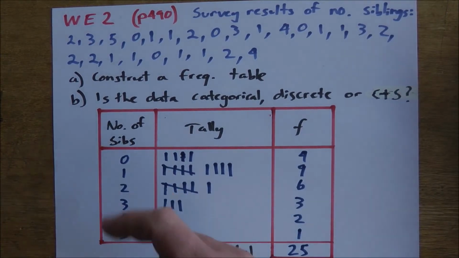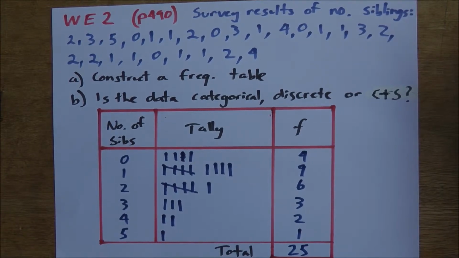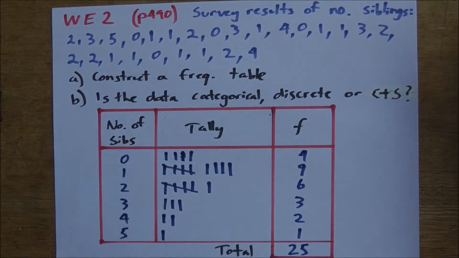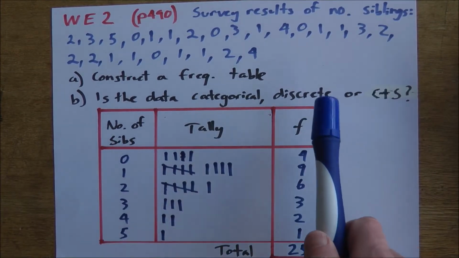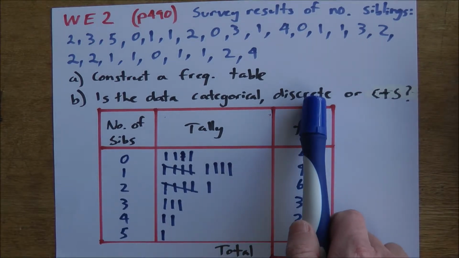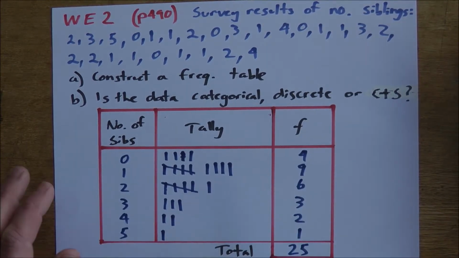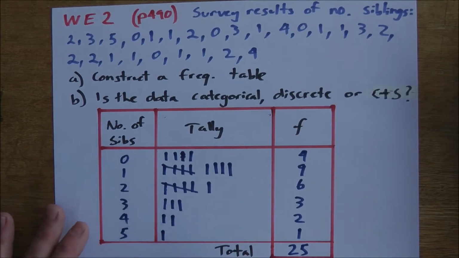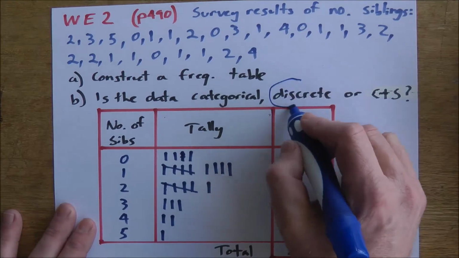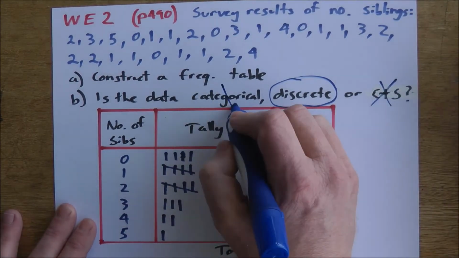Okay, the next part of the question: is the data categorical, discrete, or continuous? Well, we're not putting things into categories. We're using numbers. Our responses are in actual numbers, so it's not categorical. So is it discrete or continuous? Are we dealing with whole numbers, or do we have decimals? We're dealing with whole numbers because you can't have half a brother or sister. It's a whole person, so it must be discrete. Not continuous, not categorical.